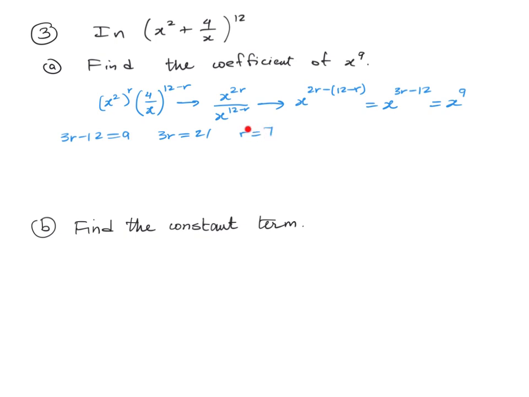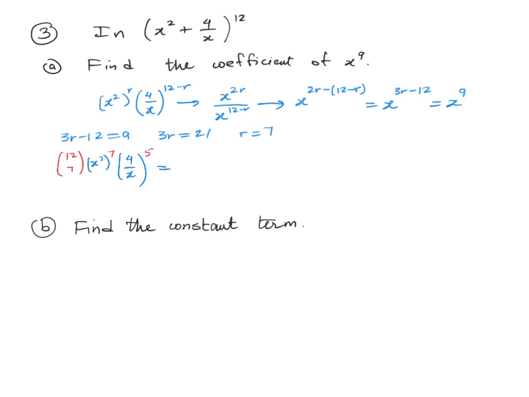So now that we've figured this out, that's the exponent that's missing, we can now actually do the coefficient question. So we will start with 12 choose 7. We could also do 12 choose 5, because it's the same value. And then we're going to have x squared to the 7th, and we're going to have 4 over x to the whatever's left over, which is 5.